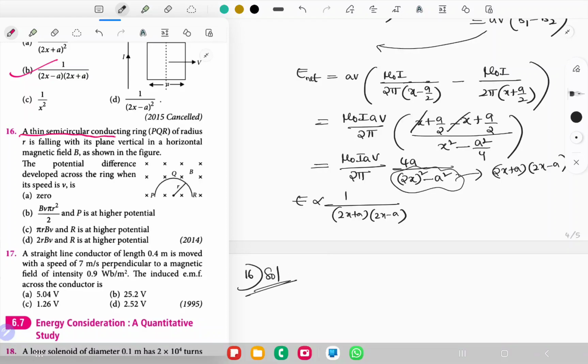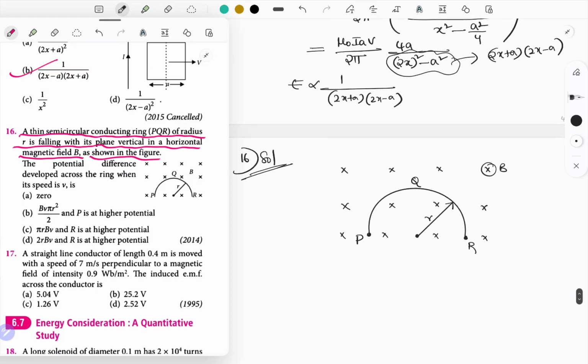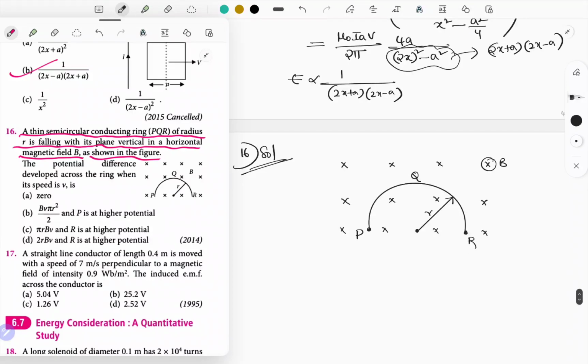Question is, a thin semicircular conducting ring of radius r is falling with its plane vertical in a horizontal magnetic field as shown in the figure. Okay. Observe the diagram they have given. The question they are asking, potential difference developed across the ring when its speed is v.